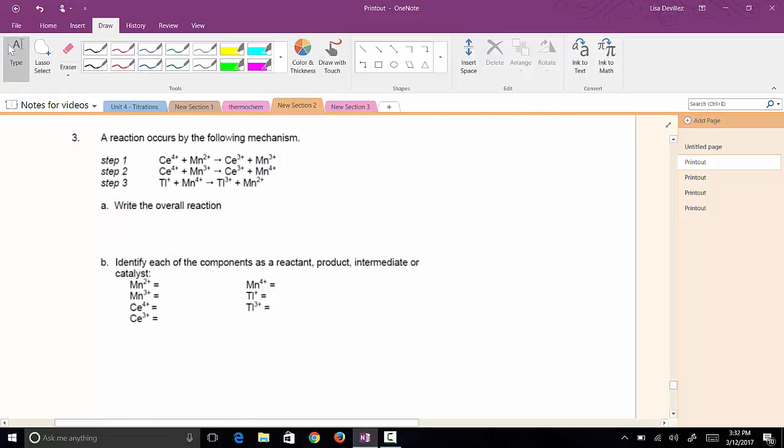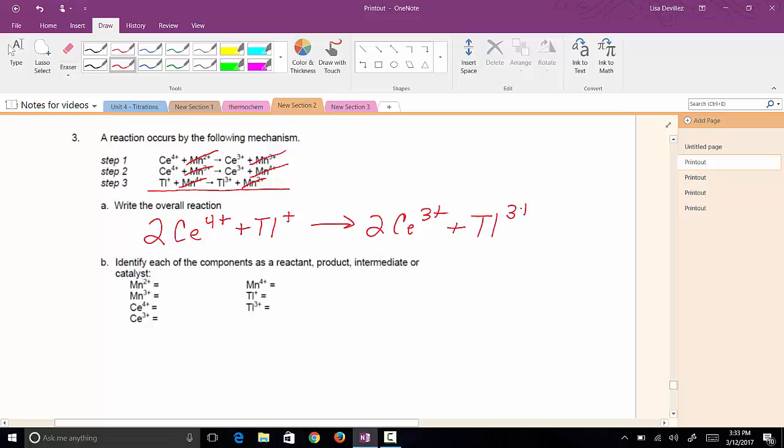Okay, let's look at the next one here. Write the overall reaction. Let's see what's going to cancel. The Mn3+, Mn4+, and the Mn2+, those are all going to cancel. So what do I get? I've got 2 Ce4+ plus Tl+, and that's going to give me 2 Ce3+ plus Tl3+. Then it says identify each of the components as reactant, product, intermediate, or catalyst. So let's look at the ones that stayed. The Ce4+, I'll put R for reactant, and the Ce3+, P for product, Tl+ R for reactant, Tl3+ P for product.